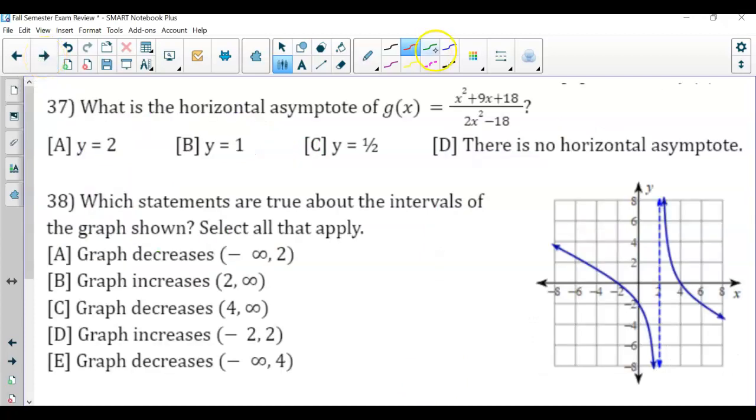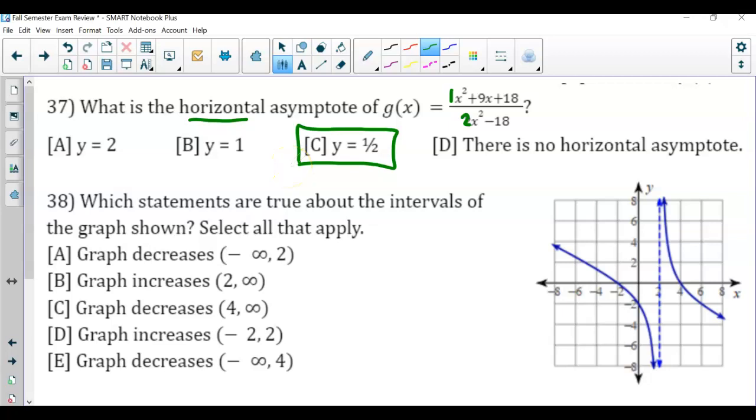Question 37. So what is the horizontal asymptote? So again, remember, look at the degree. Notice how the exponents are both the same, so we just take the coefficients. Notice in the numerator, we have a coefficient of 1, but in the denominator, a coefficient of 2. So that's why the answer is C.